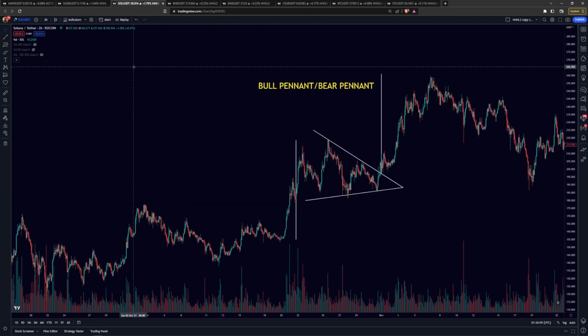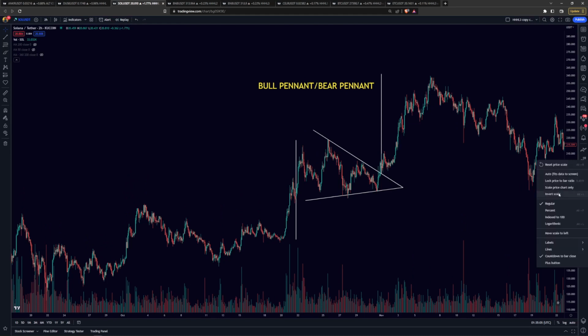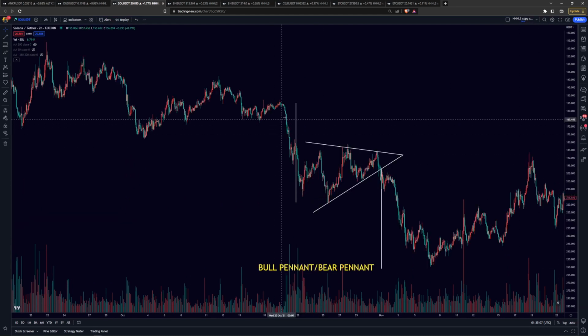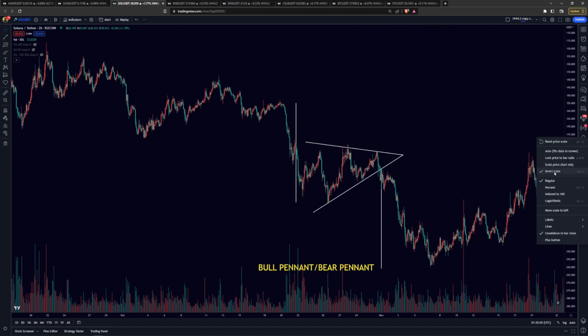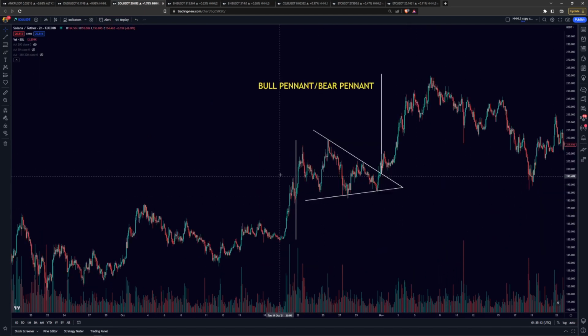Next one we're going to look at is a bull pennant and a bear pennant. So same idea, right? You could come over into the price scale side, click on invert scale, and now you're measuring the move for a bearish pennant. If you go back to the chart that's right side up, now it's a bull pennant. So the measured moves are the same idea. You're measuring the depth of the pattern.